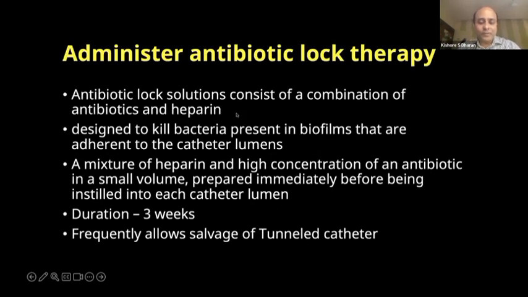So second is to prevent removal of the catheter. One of the methods is antibiotic lock therapy, which consists of a combination of antibiotics and heparin. It is designed to kill the bacteria present in the biofilms adherent to the catheter lumens, so you can use a high concentration of antibiotic. Commonly used is vancomycin; you can use cefazolin or ceftazidime, mixed with 50 to 100 ml of saline and heparin, prepared immediately before being instilled into each catheter lumen. You have to continue for at least 3 weeks, and many a time it allows salvage of the tunnel catheter.